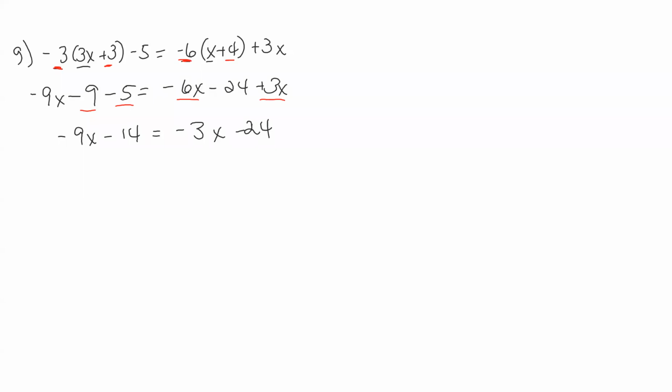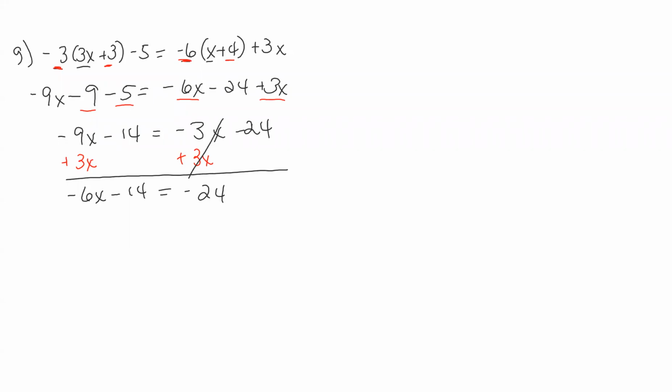How would I move my -3x? Well, I would add it. So I'm going to add 3x to both sides. -9x plus 3x is -6x. Drop down your minus 14 and your equals. On the right-hand side, the 3x's do cancel. -3x plus 3x is 0. 0 minus 24 is -24. So now I've got all of my variables in a single term.